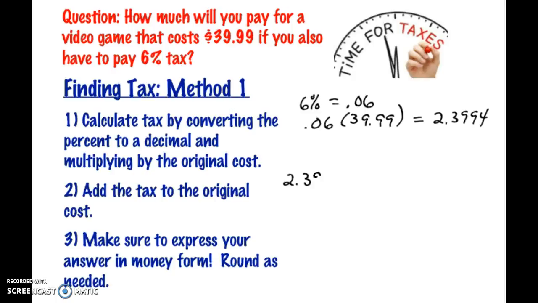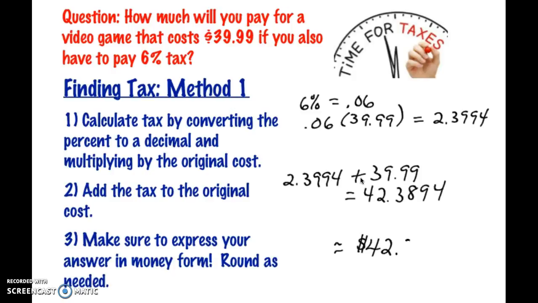Second thing we're going to do is add the tax to the original cost. So we have that 2.3994, and we're going to add the original 39.99 that we already had to pay. So I get this number, 42.3894. And then the last thing is that we have to make sure we express our answer in money form. Think about what this means, round as needed. So this means that we're going to pay about $42.39. Okay, so you would have to bring in $42.39 to make sure you had enough for that video game.